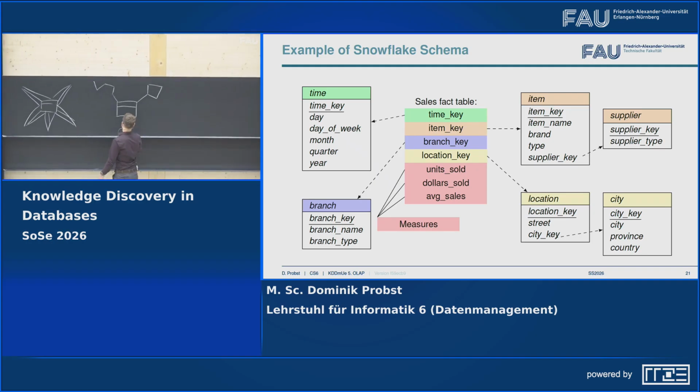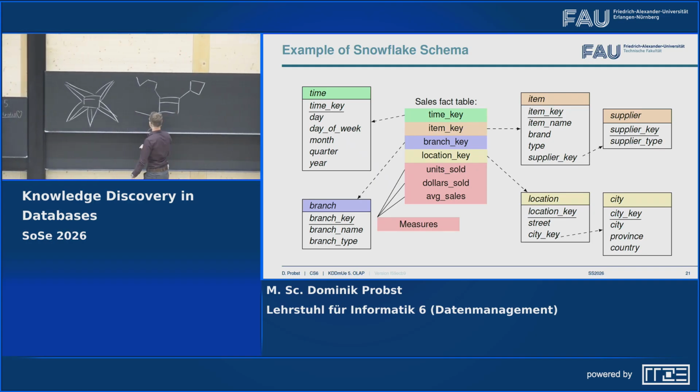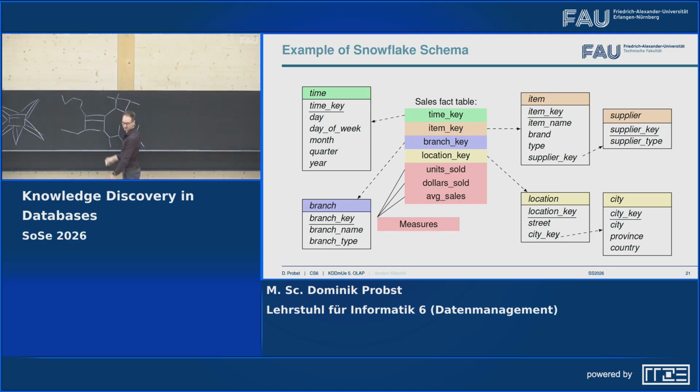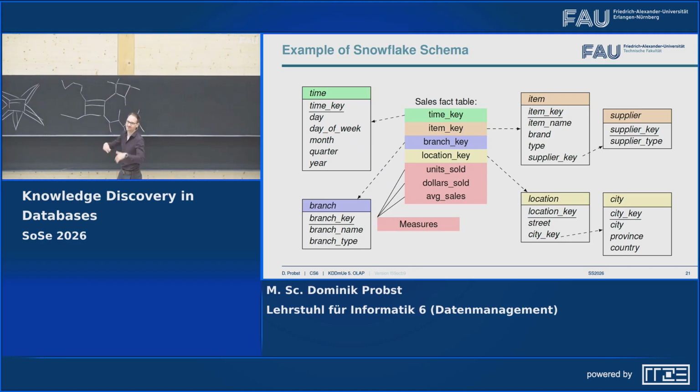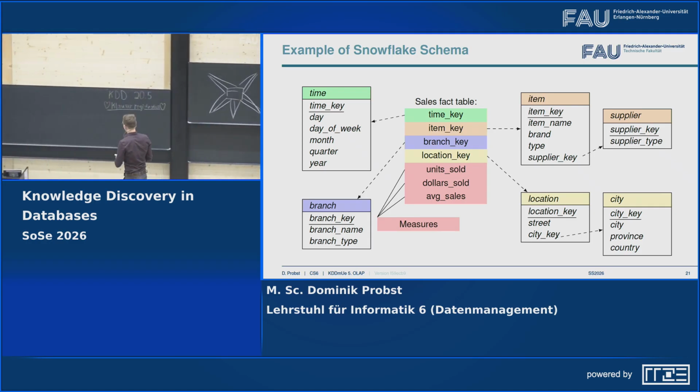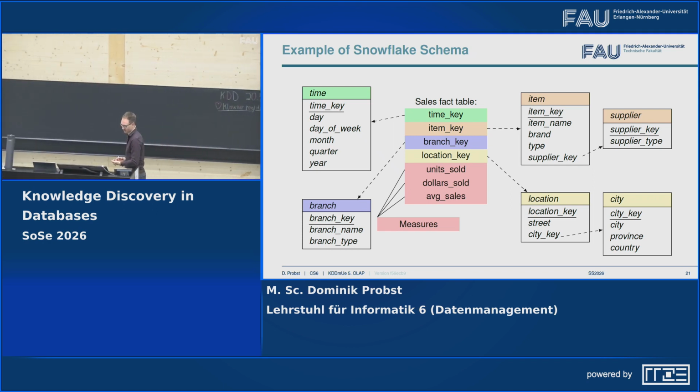Then we have branch name and of course a granularity branch type. In location, we have street, we have city, we have province, we have country. If we even would split more and extend more, it somewhat looks like a snowflake after some time, with some imagination, of course. And that's the reason why these schemas are called star schema and snowflake schema.